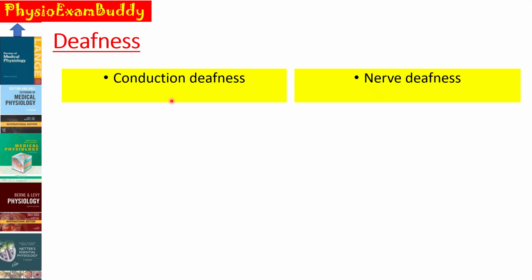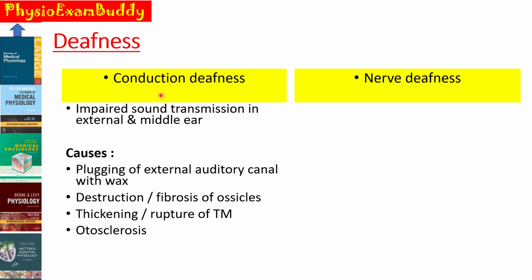There are two types of deafness: conduction deafness and nerve deafness. Conduction deafness means impaired sound transmission from the external or the middle ear. So any impaired sound transmission from the external and middle ear results in conductive deafness.